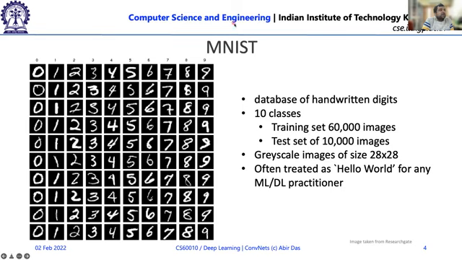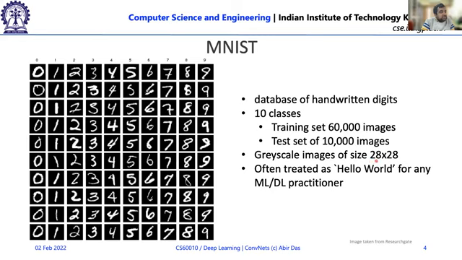So these are grayscale images of size 28 cross 28. What this means is that all these images are 28 pixels by 28 pixels, and they are grayscale. That is, they have only one channel. Color images have 3 channels, RGB generally being the way to represent them. But here you have only one channel, that is one 2D matrix of 28 by 28.